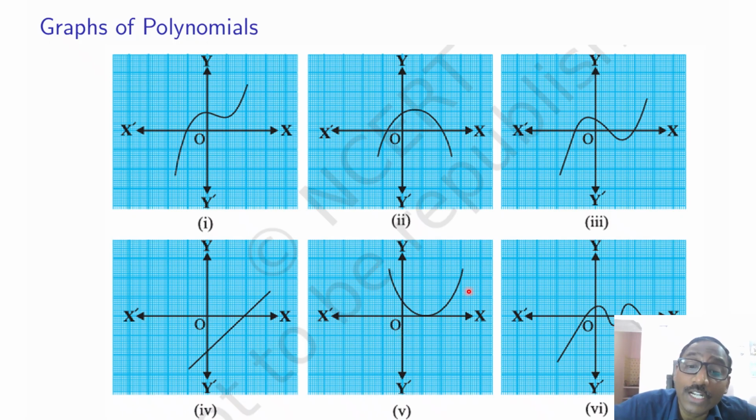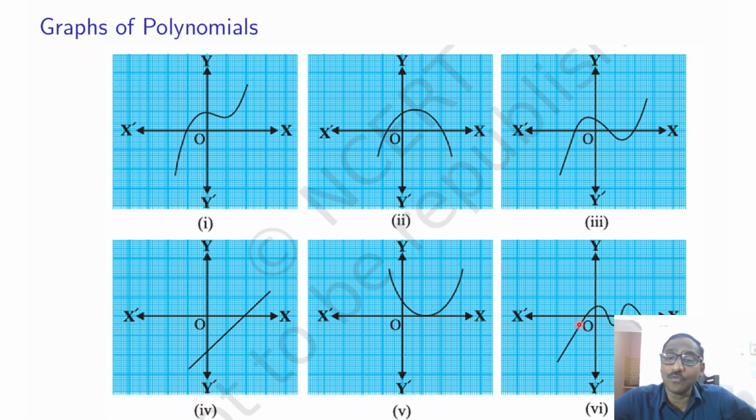This curve is intersecting the x-axis at one point. It is touching the x-axis. So you have a repeated root here. Only 1 zero, but that zero is repeated 2 times. So it is having only 1 zero, touching the x-axis at one place. That is what we call a repeated root.